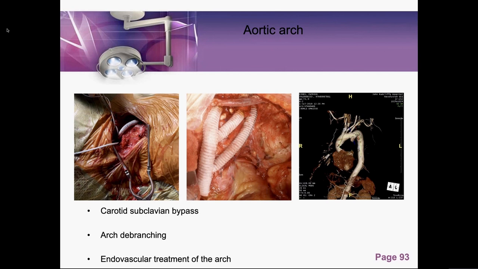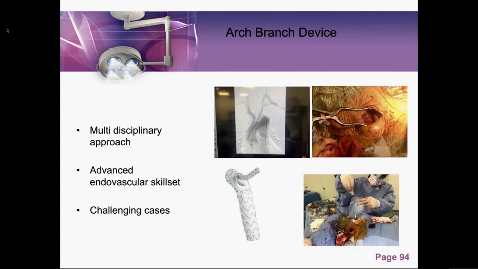We do arch debranching procedures, which involves taking a graft from the ascending aorta up to the head and neck vessels to allow us a good landing zone for placing the stent graft. Most recently, here in Oxford, we have adopted the arch branch technique, whereby we have an aortic stent graft that is custom made for our patients, and we are able to deliver this in zone 0 ascending aorta, as well as mating stents into the carotid vessels, having done a carotid subclavian bypass.